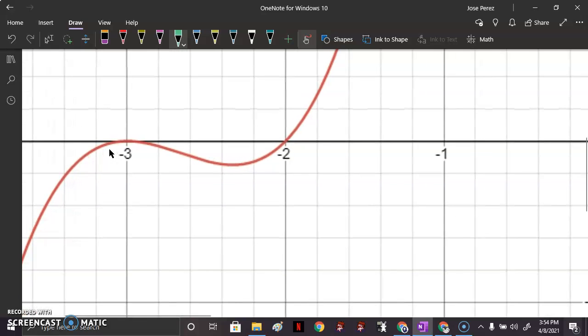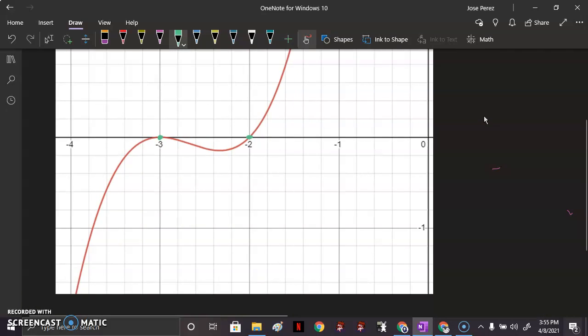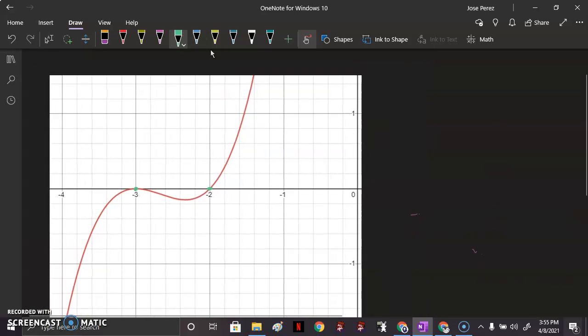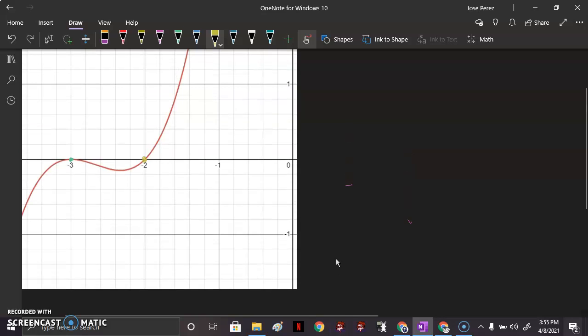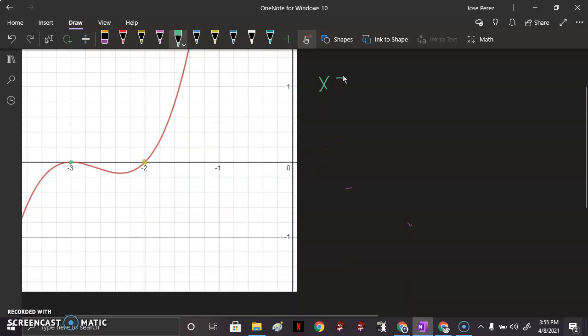So when we zoom in, we see that there is a 0 at -3 and a 0 at -2. So let's write that down. I'll color code this one, I'll put this one to yellow. So x is equal to -3. Meanwhile, x is equal to -2.